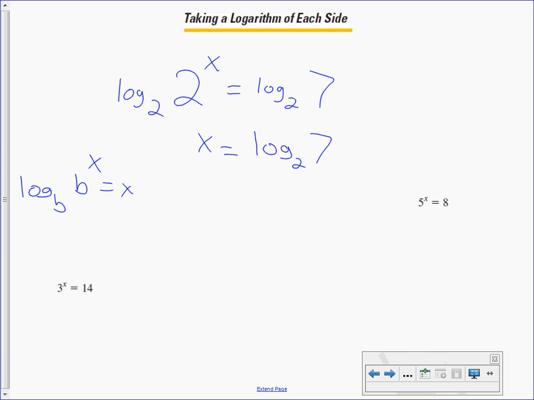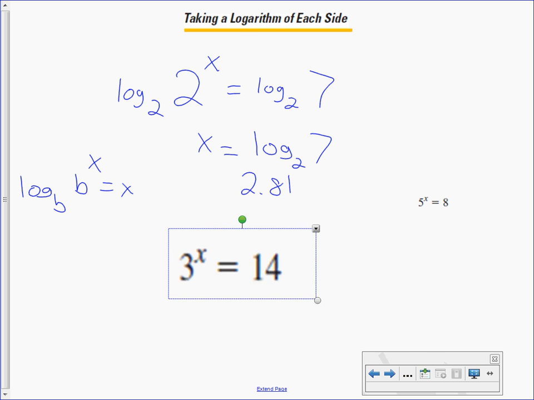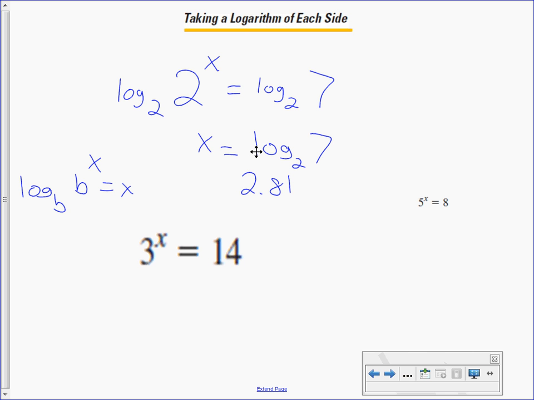What'd you get? 2.81? Okay. If you can't find log base 2, remember you can do change of base real quick by just doing log of 7 divided by log of 2. That's another way of doing it.